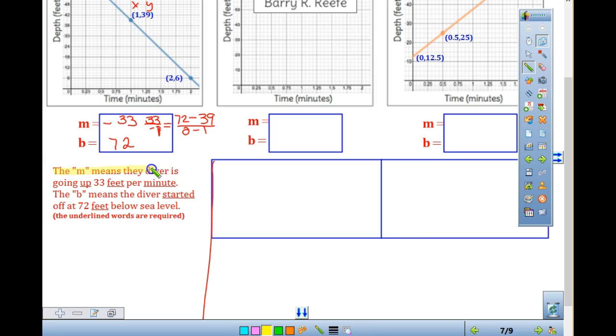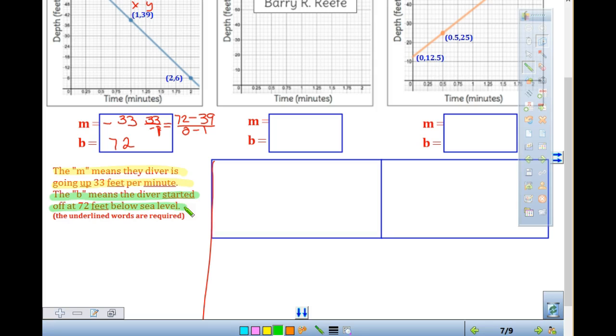M means the diver is going up 33 feet a minute. It's negative. Why would that be going up? Because in this situation, you're starting down at 75, right? And so you're actually going to be, okay, so negative 33. Keywords, feet, up, feet per minute. The underlined words are required. So when we take the test, this is what your answer is going to look like. The B means the diver started at 72 feet below sea level.